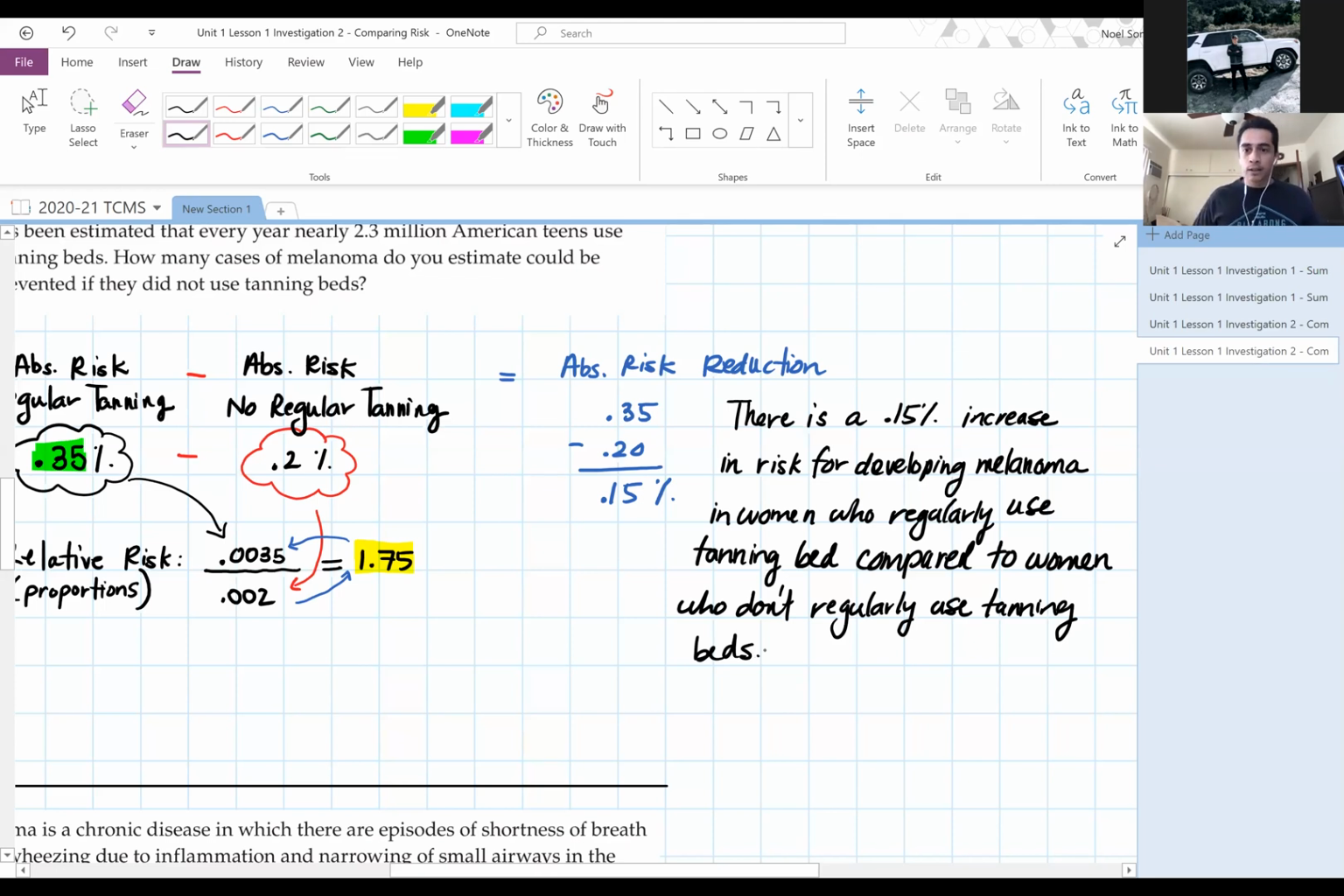Okay, so here we're explicitly, clearly stating what the absolute risk reduction is, that it is just a 0.15% increase. Okay.